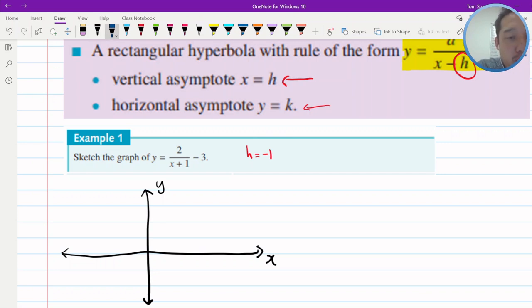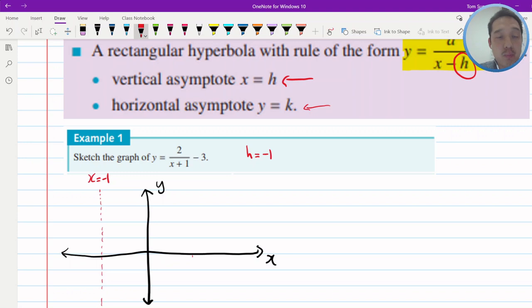So we can define where x equals negative 1 is. Let's say it's here. So there's our vertical asymptote. Oh, actually it's negative 1, so I should be going the other way. My apologies. We're going to go here. x is equal to negative 1.